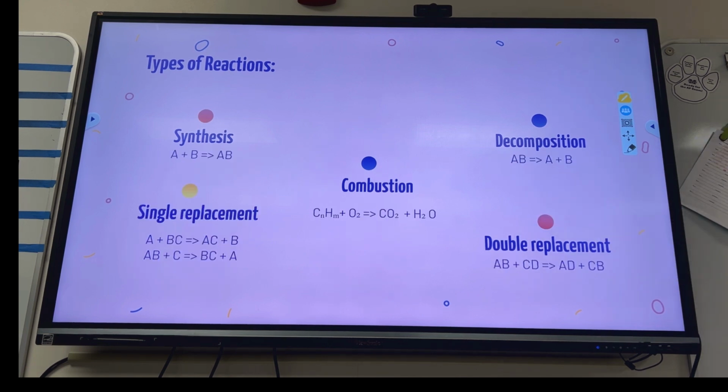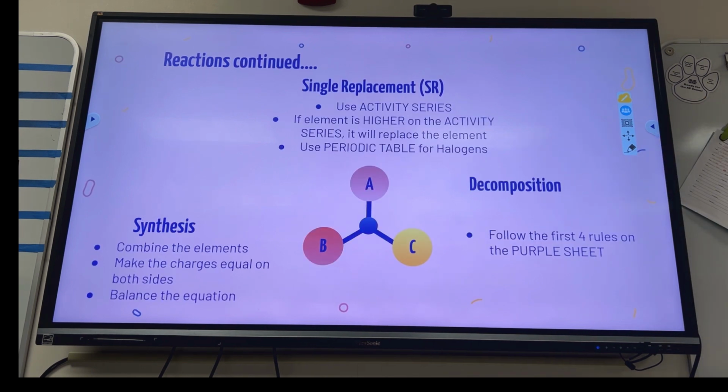For that, we had the general format for these. Again, you don't necessarily need to write this down. You should have all this in your notes already. We talked about how to figure these things out. This purple sheet is your key. This purple sheet has the rules we're going to follow. We're going to talk about that giant, awful chart on the back of this later this morning. But as an example, single replacement, you need to use the activity series. That's this table on the bottom of the front page of your purple sheet.